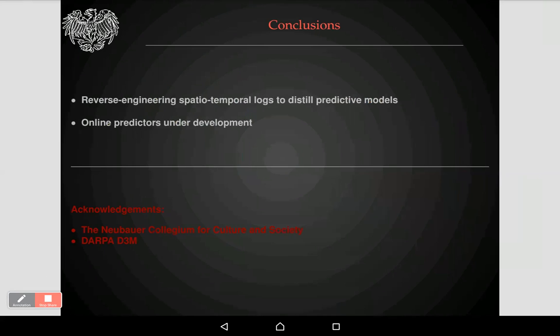In summary, we presented a way of reverse engineering spatiotemporal logs to distill predictive models. What we are doing right now, which probably will be up in a couple of months, is online predictors for the seismic data and the crime data, where you'll be able to see those predictions change as new data comes in. It will throw out predictions, say, 7 days into the future, and then you can come back after 7 days and see how well it did. So I'm looking forward to that. That's what I have.